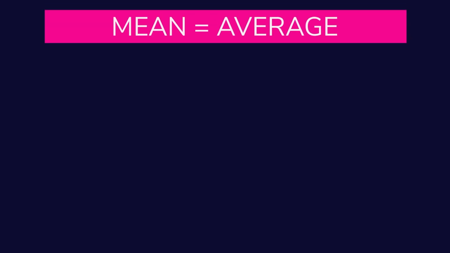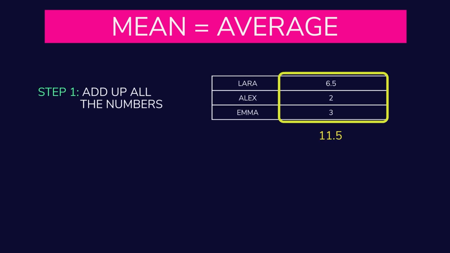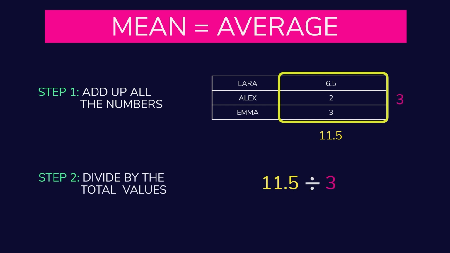The mean. It can be described as the average value of a dataset. How do we find the mean? Step 1. Add up all the numbers in your dataset. Step 2. Divide that sum by the total number of values.